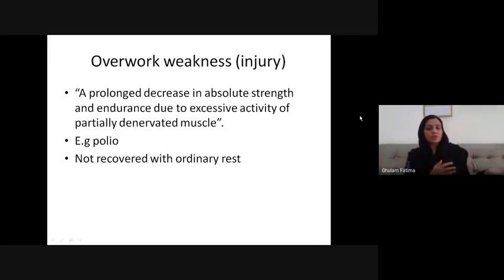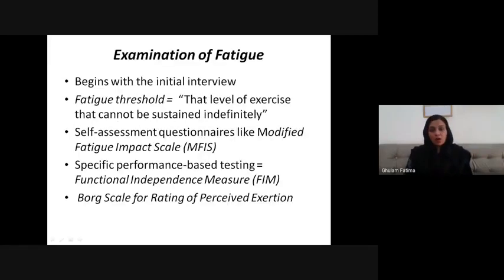He won't be able to do his normal ADLs for the next 2 to 3 days because the patient cannot recover with ordinary rest. So you have to keep in mind that overall weakness is a problem that you can encounter in neurological patients.